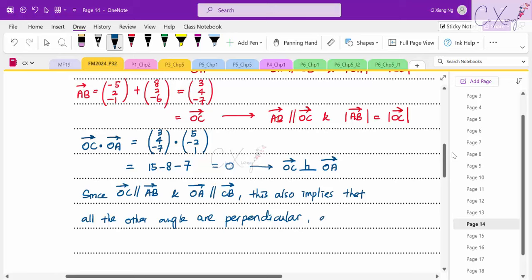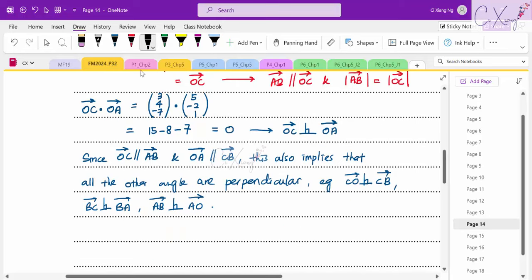Which means that CO is perpendicular to CB, then BC is perpendicular to BA, and also AB is perpendicular to AO. So these are the two main things that you need to prove, and therefore the quadrilateral OABC is actually a rectangle.